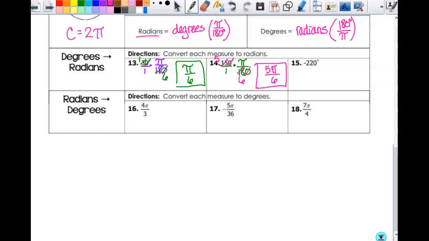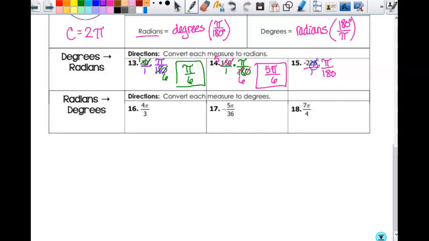Negative 220. Something that should have come up in geometry is, yes, you can have negative angles, and yes, they can be a whole lot bigger than 180. But for right now, whether or not you understand that, you just need to know that it can be that. And so we're going to multiply this by pi over 180. Put that over 1.